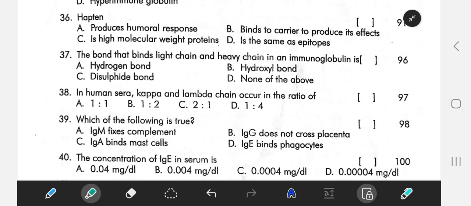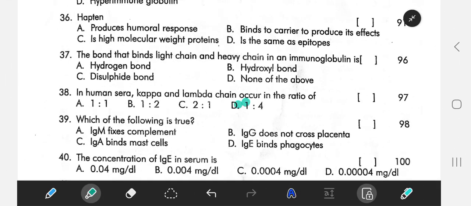Now question 36. Hapten, option A, produces humoral responses. B. Binds to carrier to produce its effect. C. Is high molecular weight protein. D. Is the same as epitopes. Answer will be B. Binds to carrier to produce its effect.